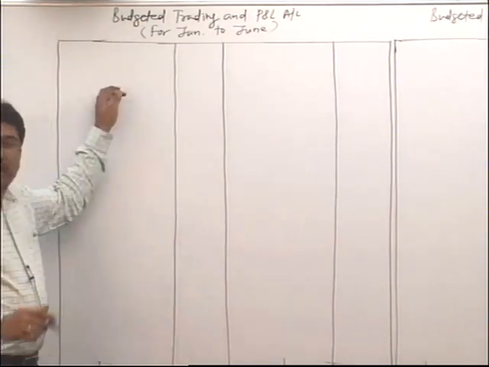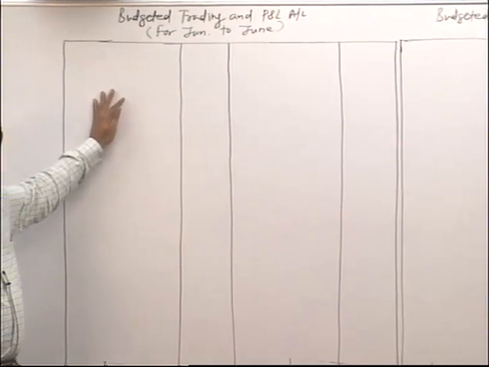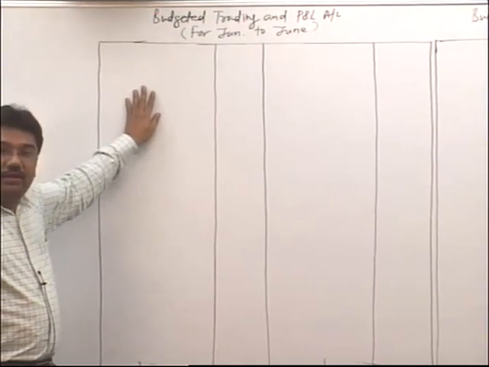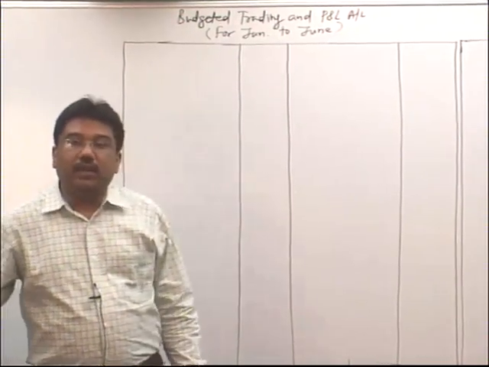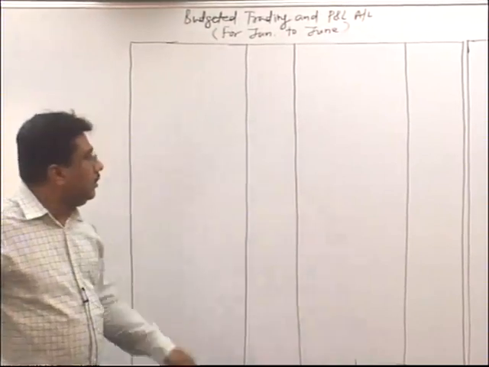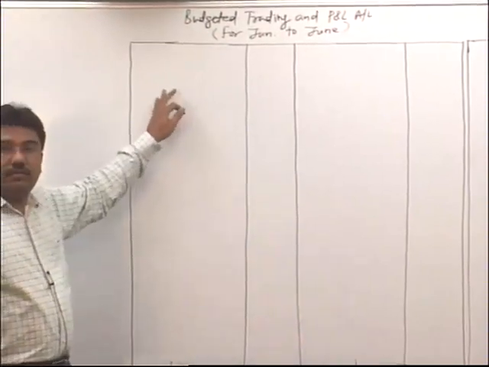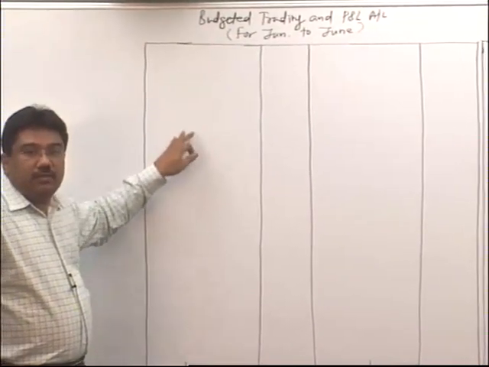Now when you make entry in trading and profit and loss account and balance sheet, please change your mindset and make the entry on accrual basis and not on cash basis. When you make entry in cash budget, it should be on cash basis, but here you have to make entry on accrual basis because it is final account for the 6 months.